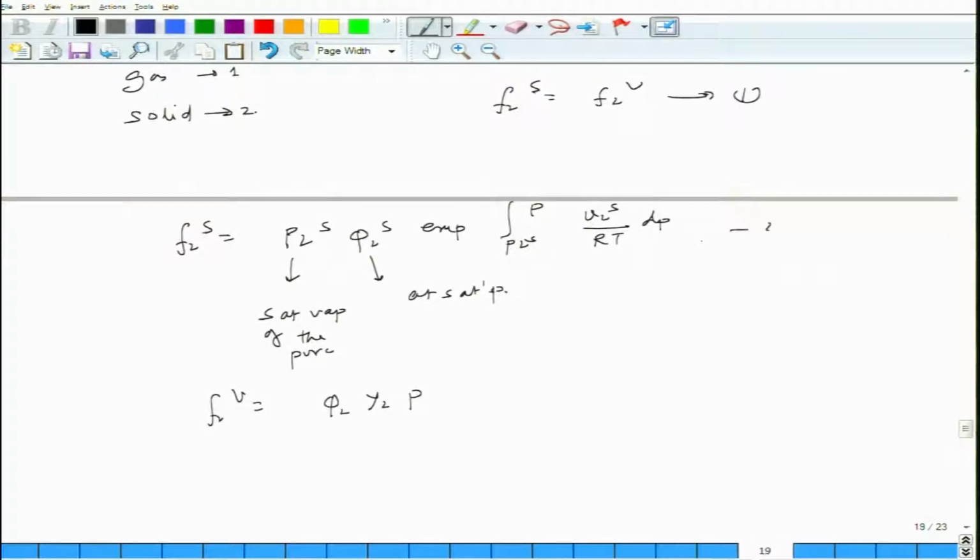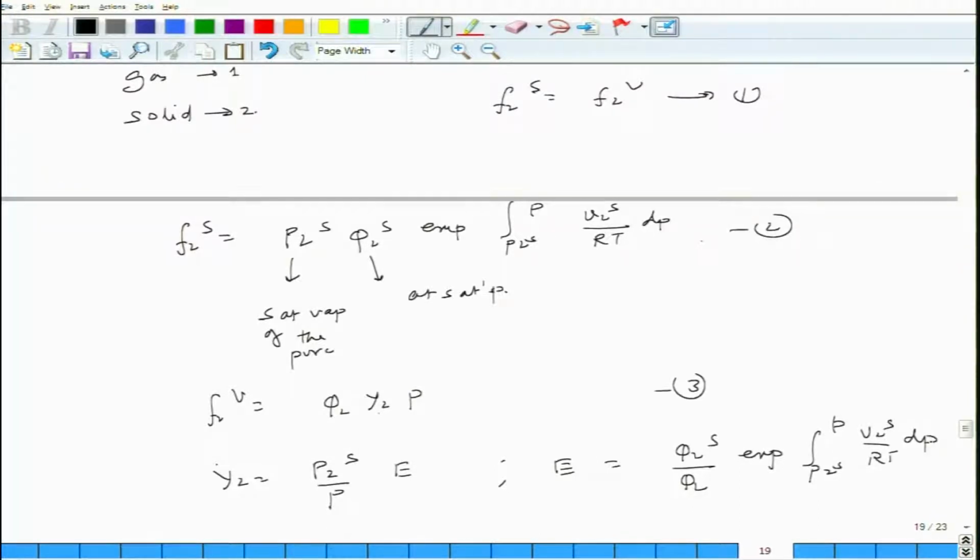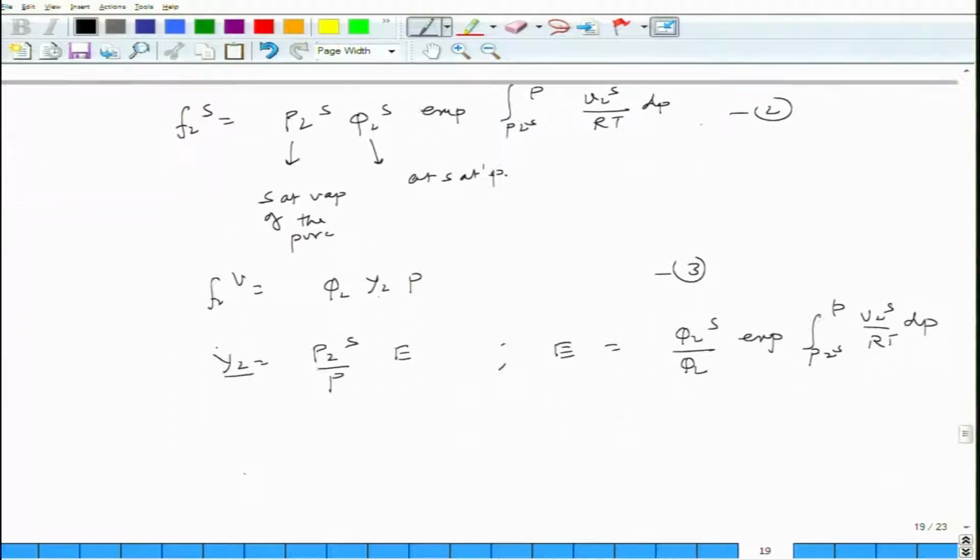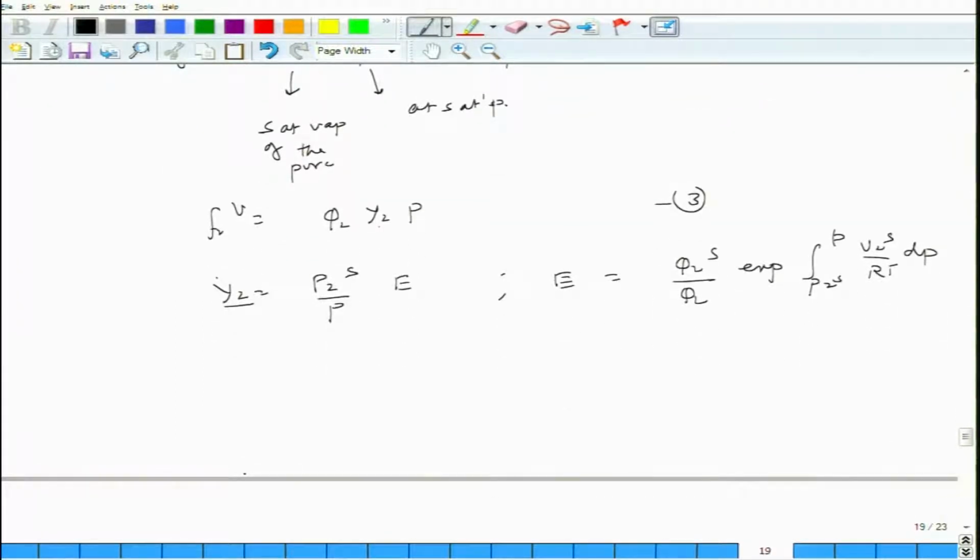So, this is 1, let us say 2 and 3; using 2 and 3 and plugging into 1, I can write y2 as P2s by P times some factor E, where E contains everything. E contains phi 2s by phi 2 times exponential of P minus P2s times V2s by RT. Okay, so this is what it is. So, y2 is nothing but the solubility of the solid in the vapor, that is, the composition or mole fraction. Okay. So, now we can talk about what E is.